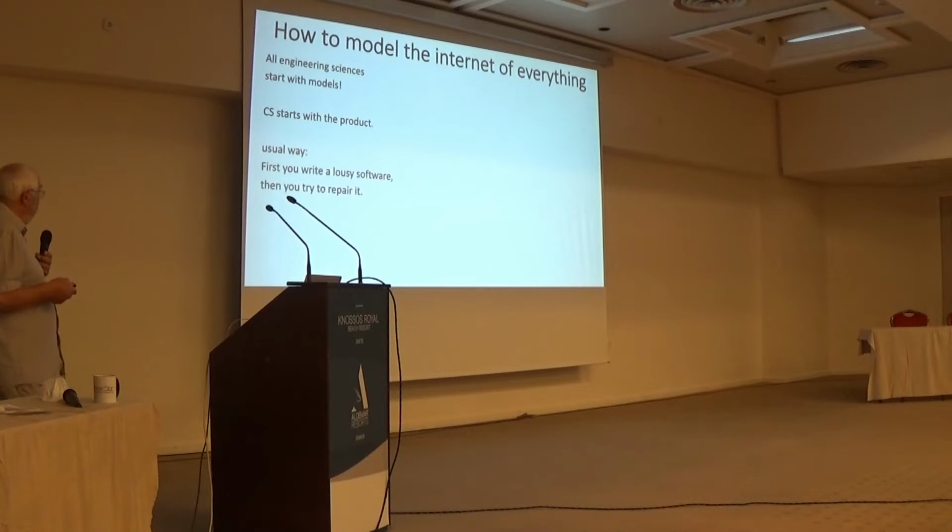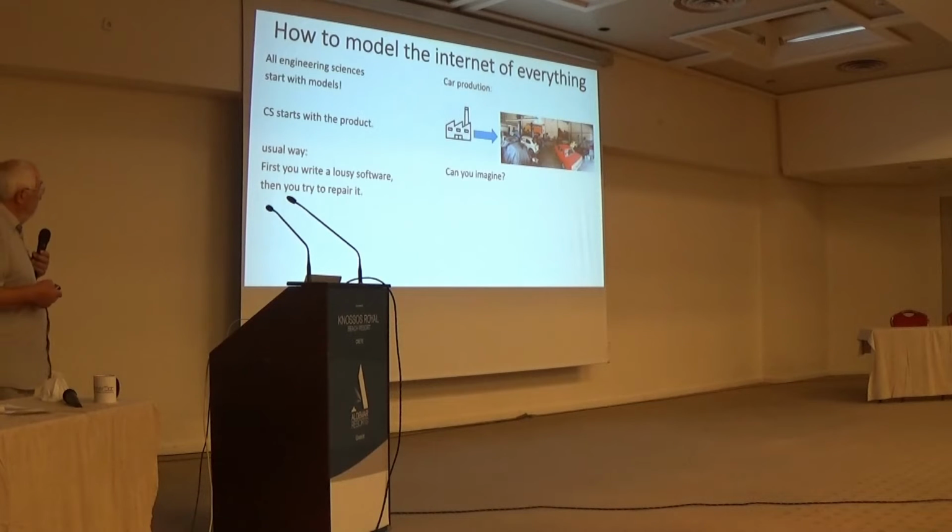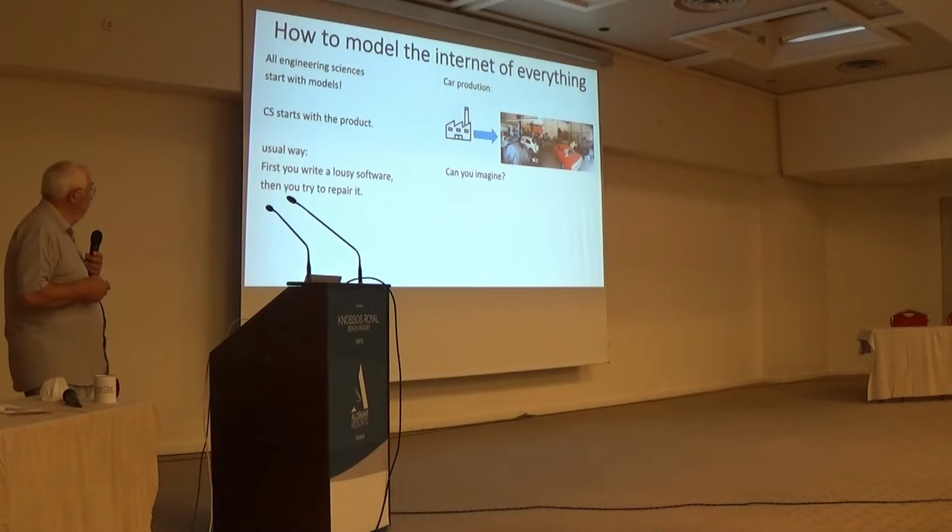Okay, so the usual way, first to write a lousy software and then to repair it. That's a classical way to do it. And my question is, can you imagine this is a factory for car production, and after the cars have been produced, they go to a workshop and they repair the freshly built cars. And the workshop is bigger than the factory. Nobody would build cars like this, but software is produced like this.